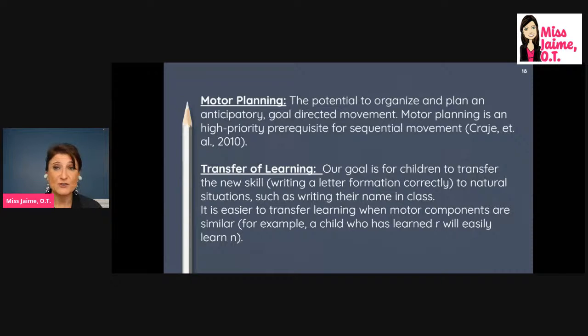Motor planning is the potential to organize and plan a goal-directed movement. And this is a really high priority prerequisite for any sequential movement. So I'm going to tell a story about something that happened to me, which really made this just hit home. I wanted to join Zumba. I decided it was going to be so fun to join Zumba because I'd be able to dance and have fun with music, but also work out and burn some calories and sweat. I was going to get healthy. I got myself a great new outfit for Zumba. I was all ready. And I go to Zumba and I was a mess.